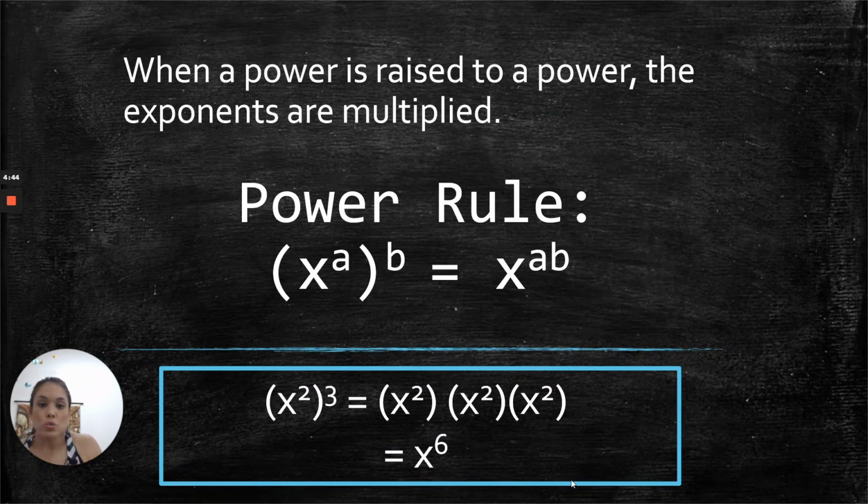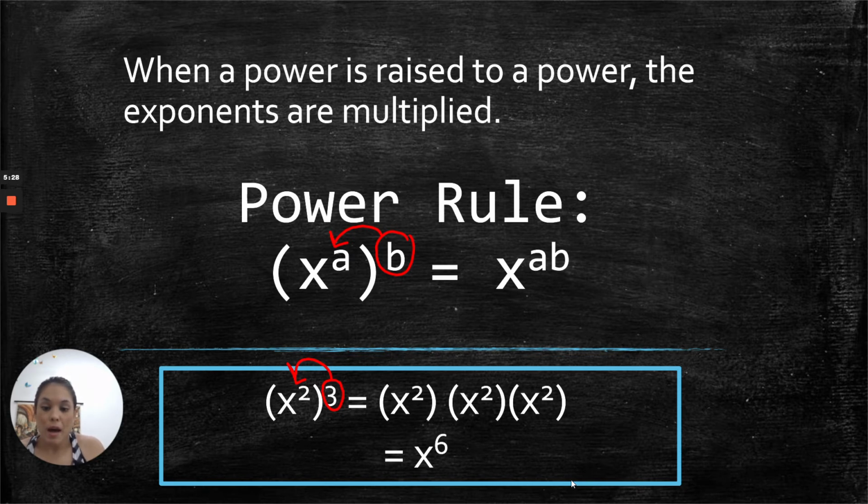When a power is raised to a power, the exponents are multiplied. This is called the power rule. So remember when I told you, when you have a number or variable within parentheses, the exponent applies to the whole thing, okay? So look at this example here. I have x squared raised to the third power. Okay, so this 3 applies to everything inside of the parentheses. So this means that it is x squared times x squared times x squared. Okay, you want to multiply the exponent by what it is being raised by.